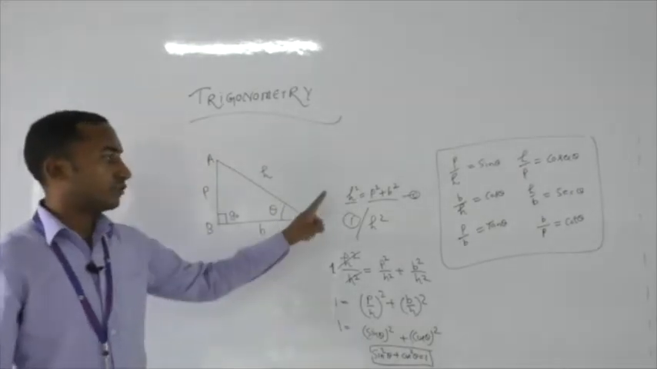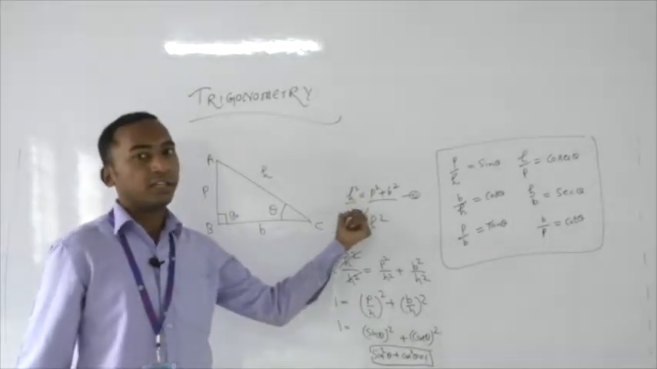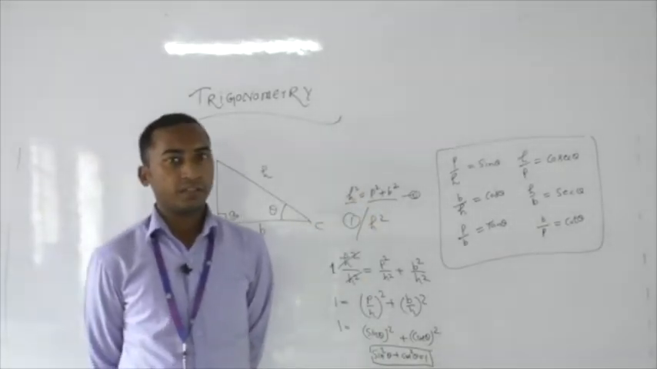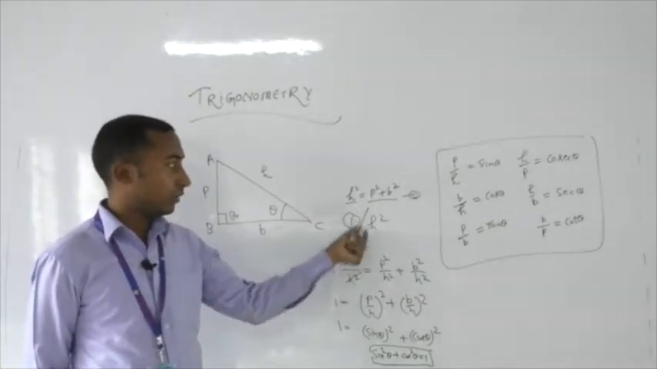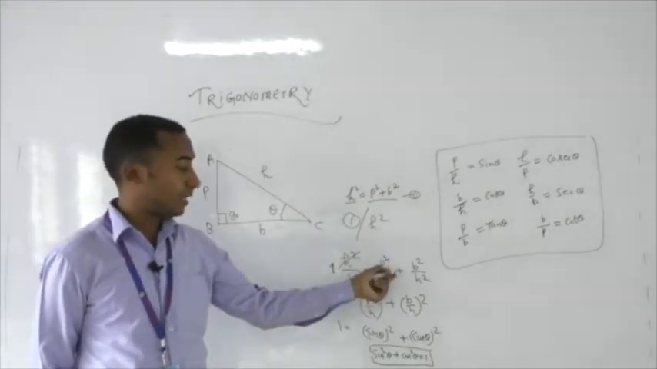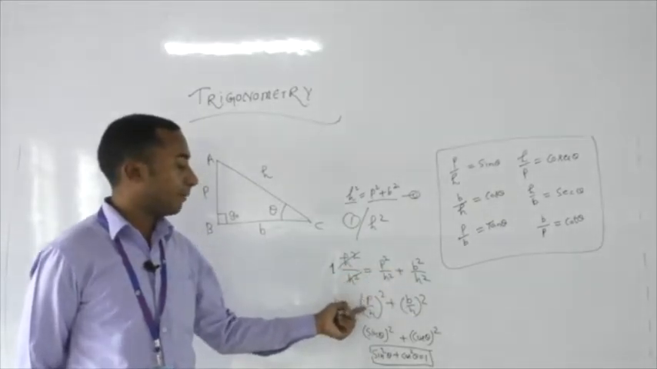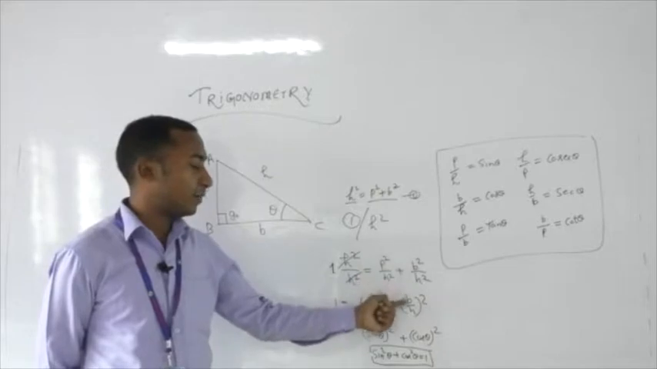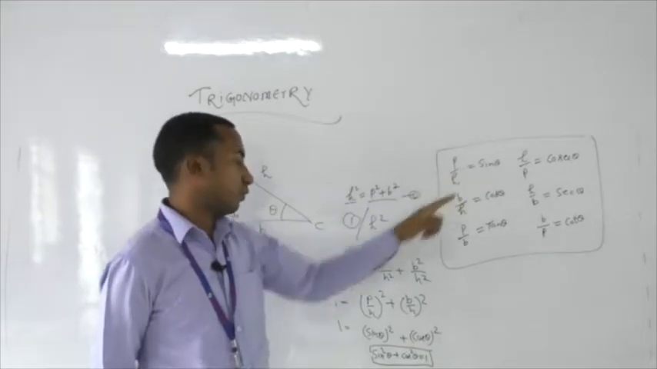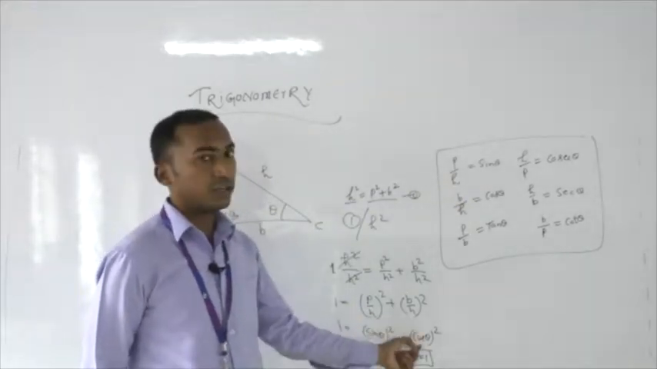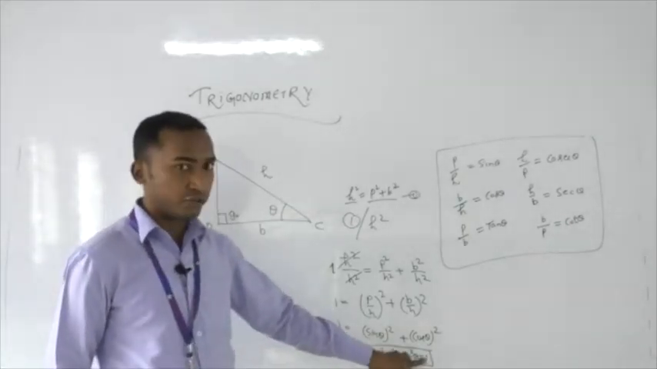How did this come? You know this formula: hypotenuse square is equal to perpendicular square plus base square. Divide both sides, meaning divide the left hand side and RHS by h square. So you will get hypotenuse square divided by hypotenuse square equal to perpendicular square divided by hypotenuse square plus base square divided by hypotenuse square. Perpendicular square by hypotenuse square you can write as p by h whole square. This you can write as b by h whole square. P by h means sin theta, so in place of p by h you can put sin theta. So this is sin square theta, this is cos square theta, and this is equal to 1. So you get one identity: sin square theta plus cos square theta is equal to 1.